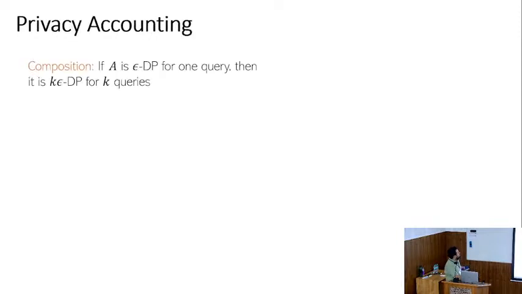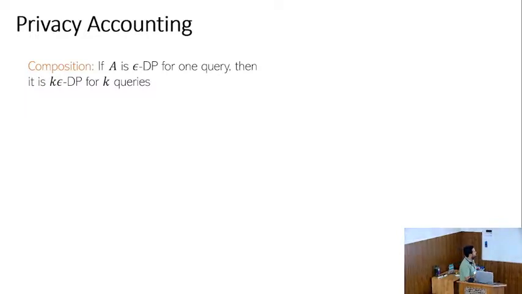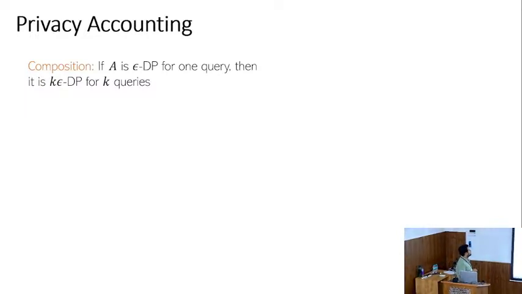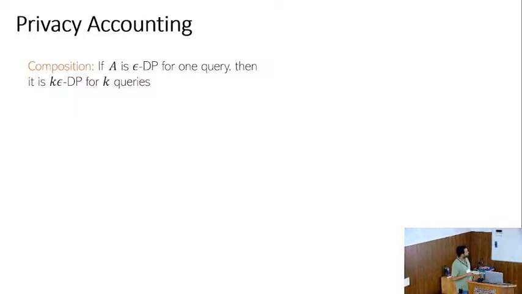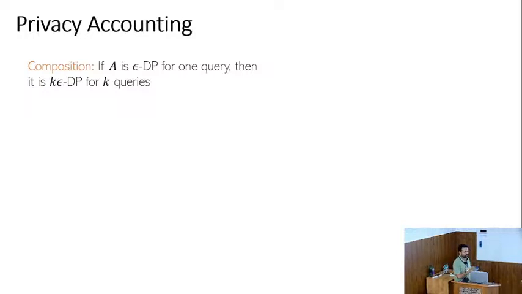All right. Now let us see what the benefit of this composition is. As I mentioned, if you are running multiple algorithms together, then composition is a useful tool. What the composition result tells us is that if A is an epsilon-DP algorithm for one query, then it is k epsilon-DP for k queries.